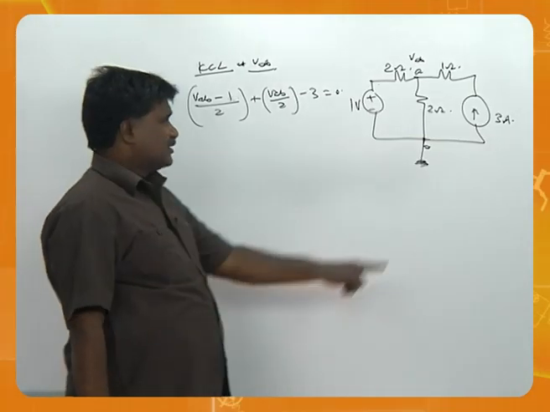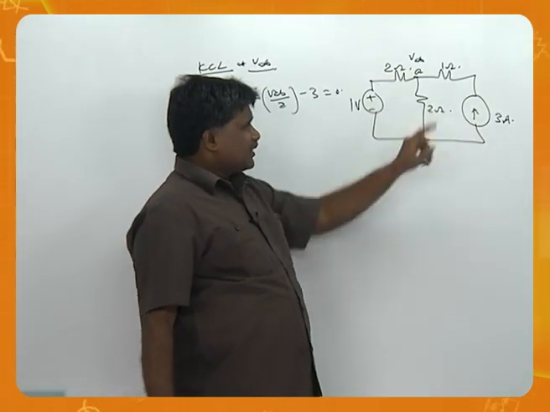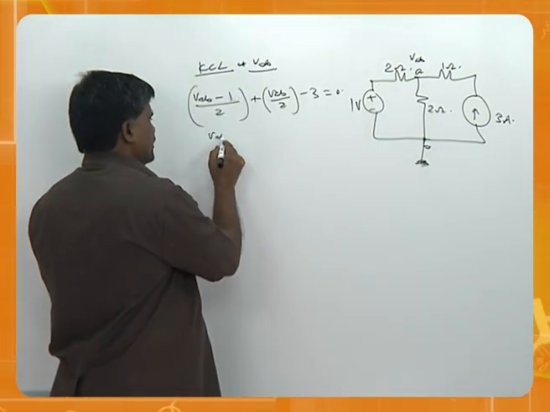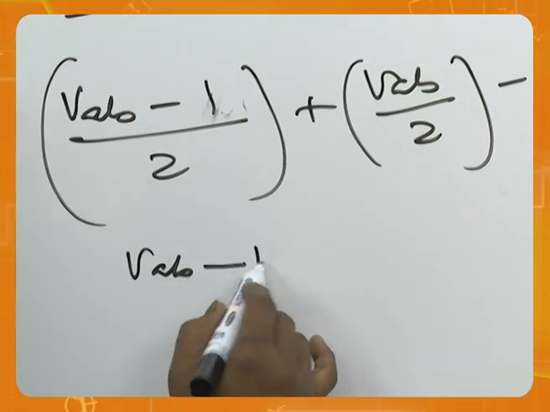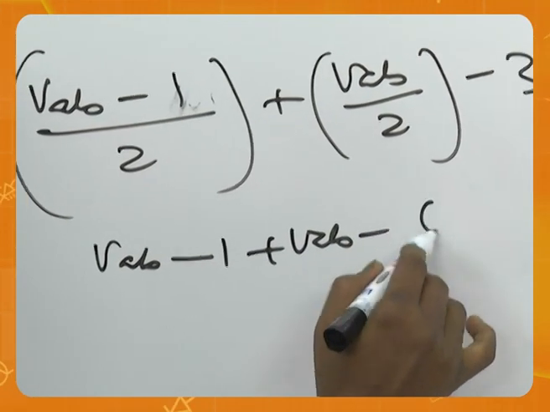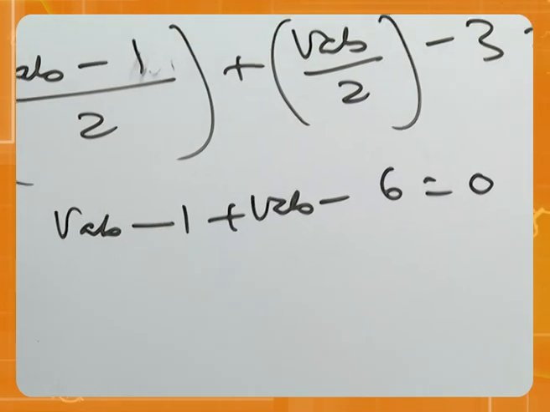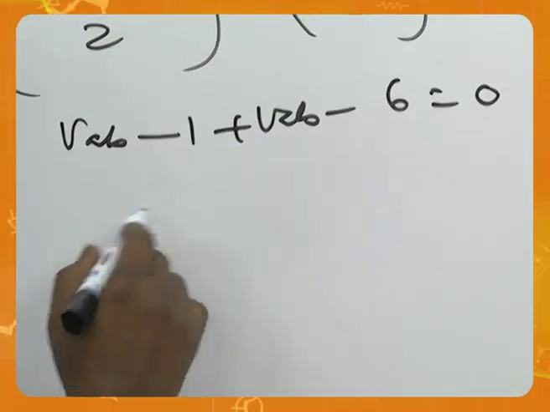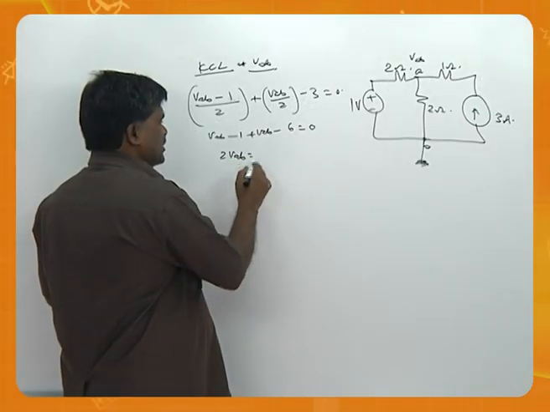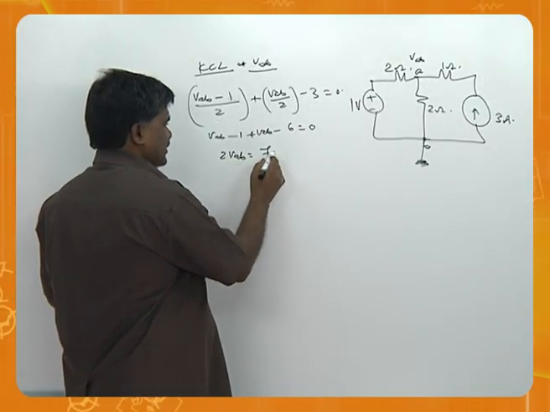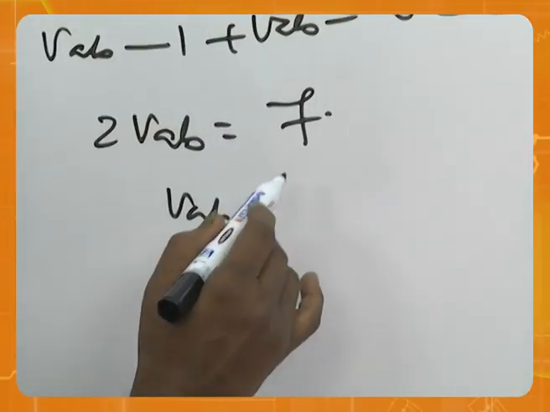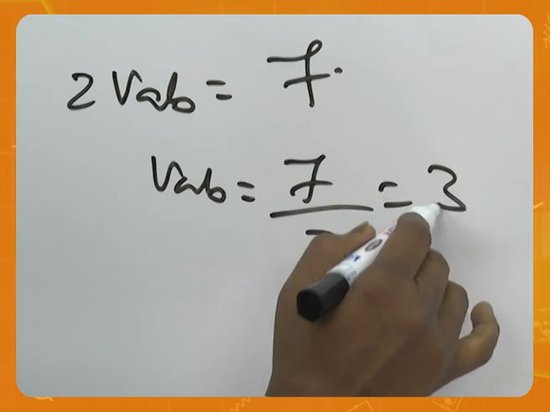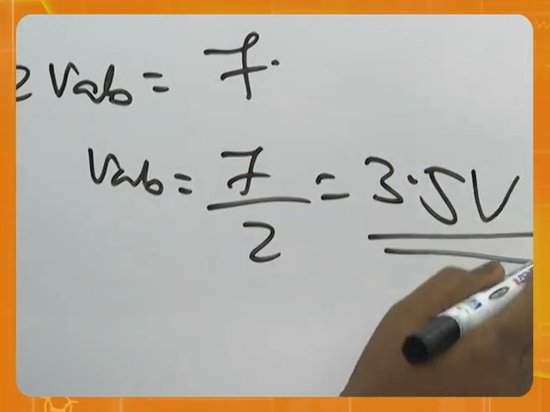Why minus 3? Because this is entering, leaving, entering. In the process, if you take LCM as usual, VAB minus 1 plus VAB minus 6. You know why did I say minus 6? Because I am taking LCM there. So this altogether you have 2VAB is equal to 7. So VAB is equal to 7 by 2. So answer is 3.5 volts.